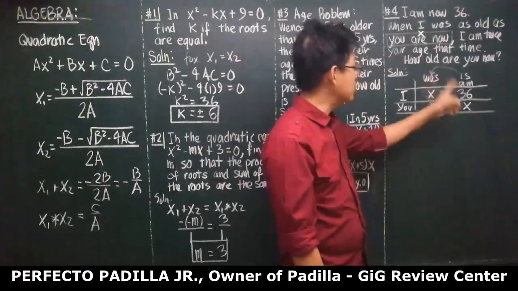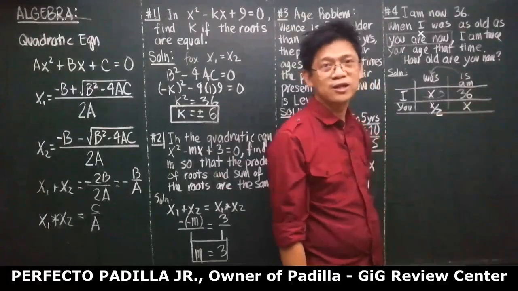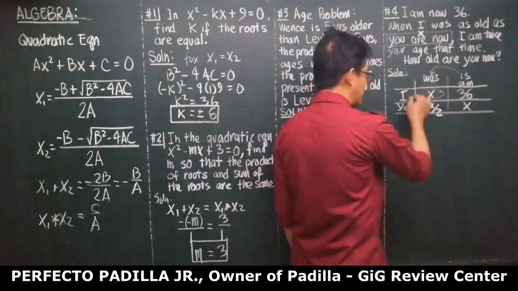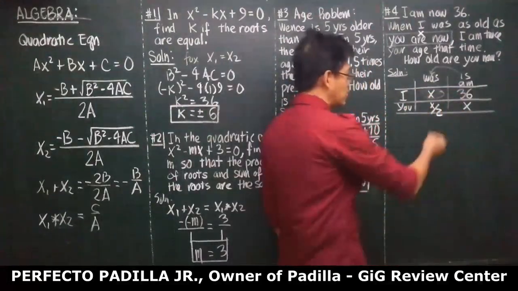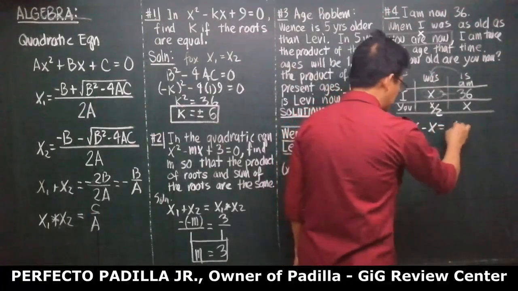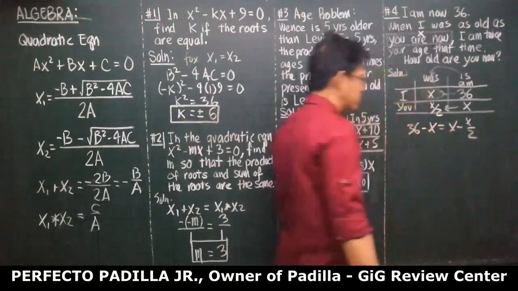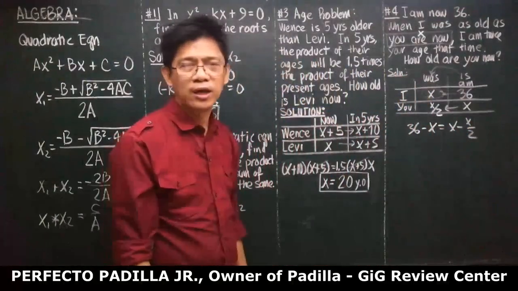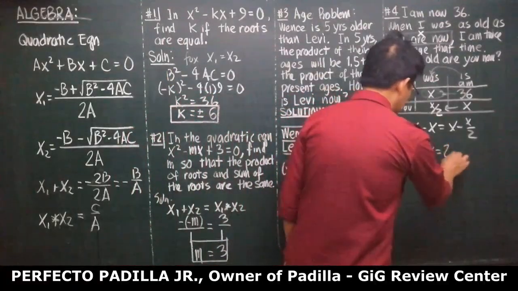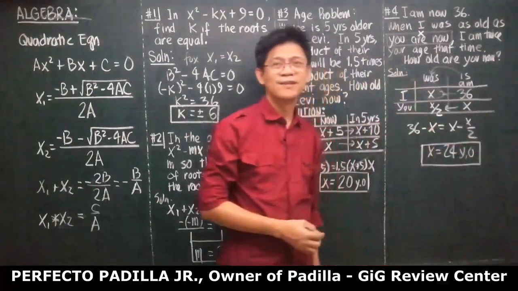So, the question is, how old are you now? You are X. So, we're looking for X. Simple lang. The key equation: the age difference of I and U is the same. So, you have 36 minus X is also equal to X minus X over 2. You follow? Clear. So, therefore, solving for X here, your age X is going to be 24 years old. Clear? Okay, you may copy.